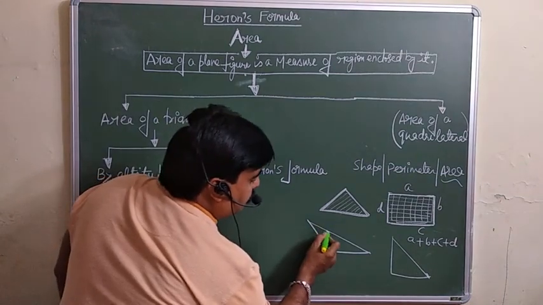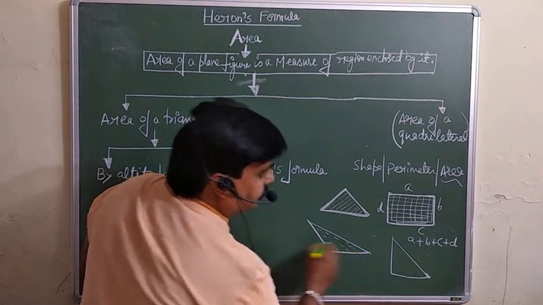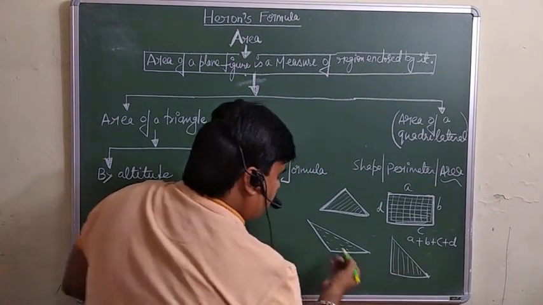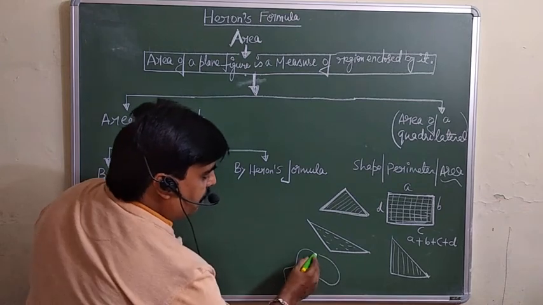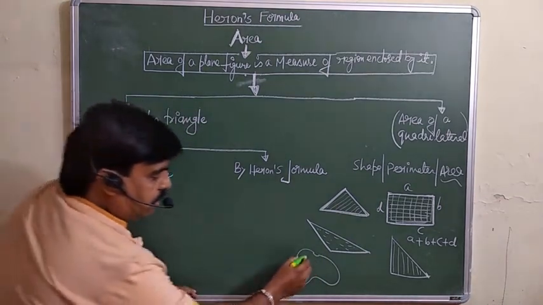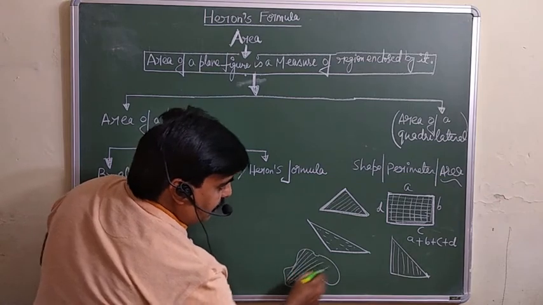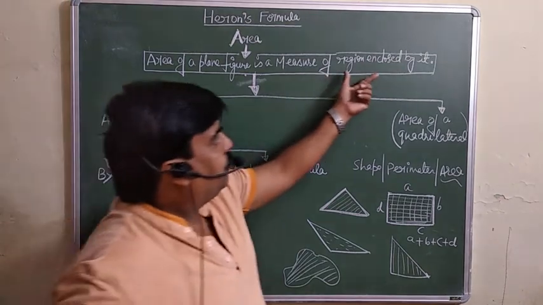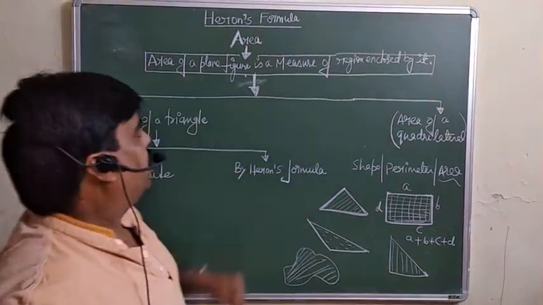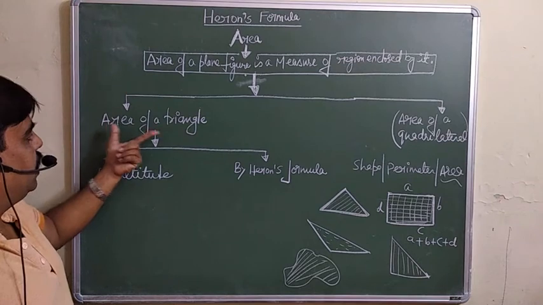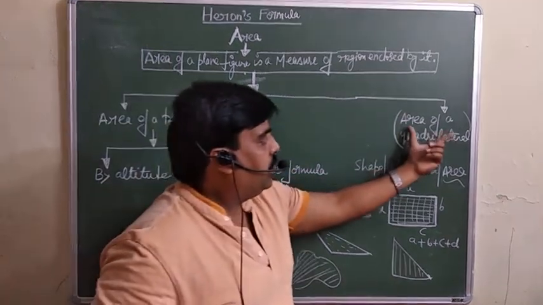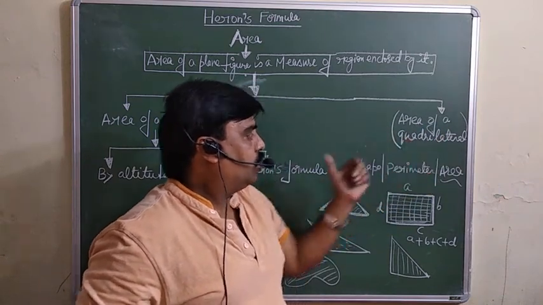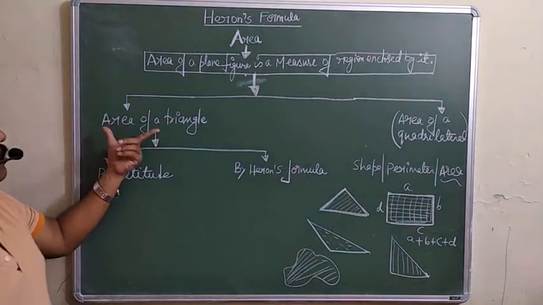If we talk about the area of this one, this is the area of this. Similarly, you can take here. This is the area of this figure. If we talk about the area, it is the region which is enclosed by these boundaries. So area is nothing but the measure of the region enclosed by it. Here we will talk about the area of a triangle and the area of a quadrilateral. I'll take this part first, and later on I will take the other one. Right now we are going to give emphasis to the area of a triangle.